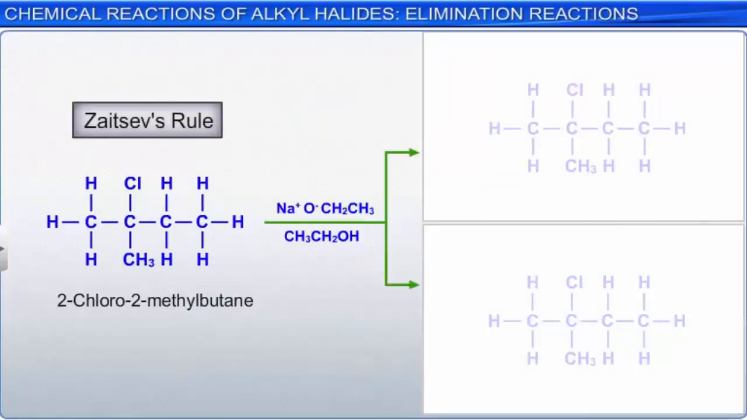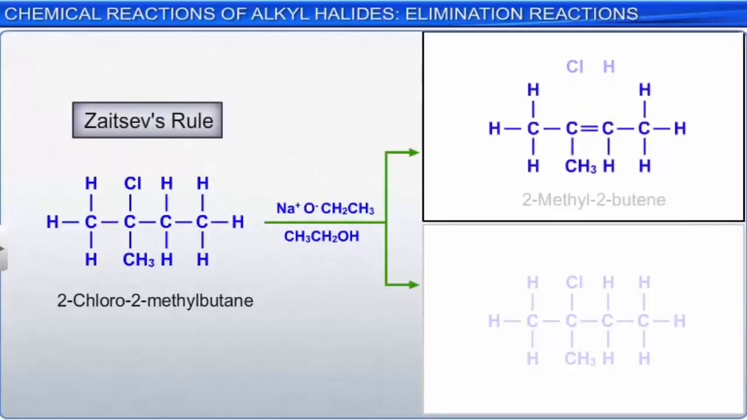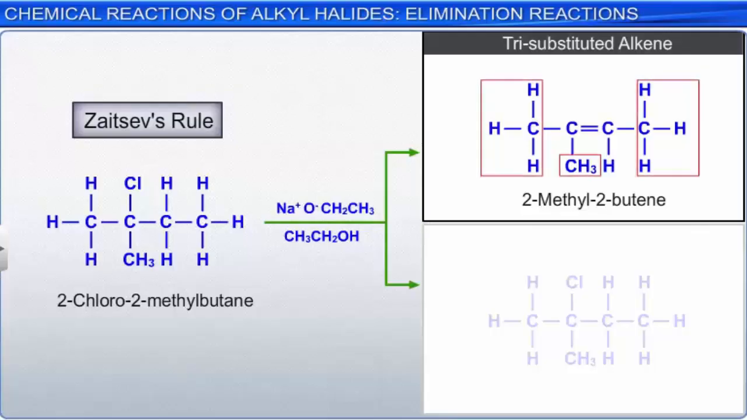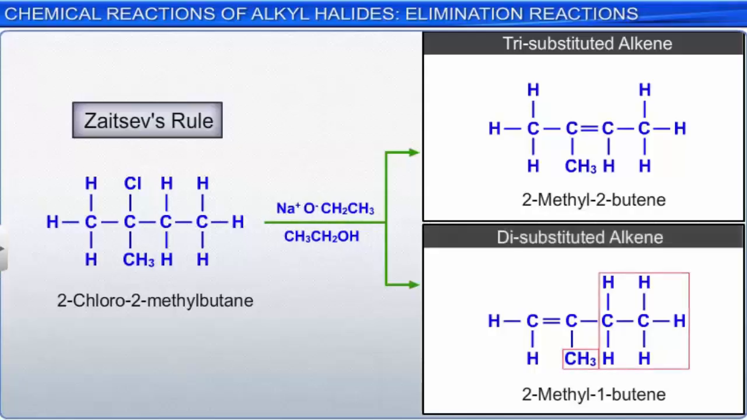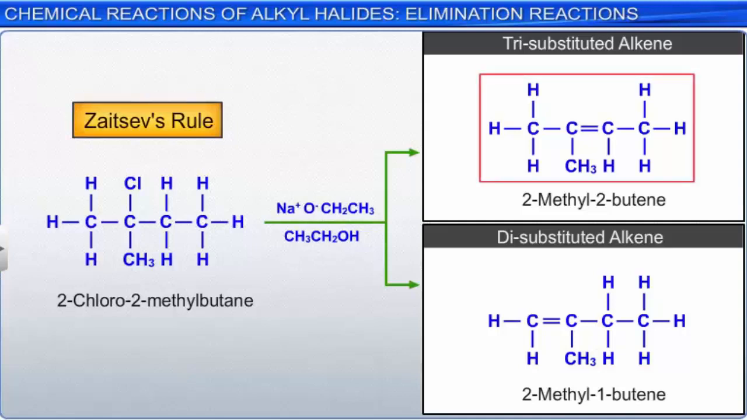Zaitsev's rule predicts which alkene is formed in the greatest amount. 2-methyl-2-butene has three alkyl substituents of the double bond. In comparison, 2-methyl-1-butene is disubstituted. Therefore, Zaitsev's rule predicts that 2-methyl-2-butene is the major product.